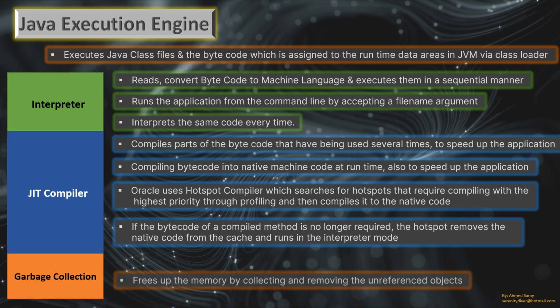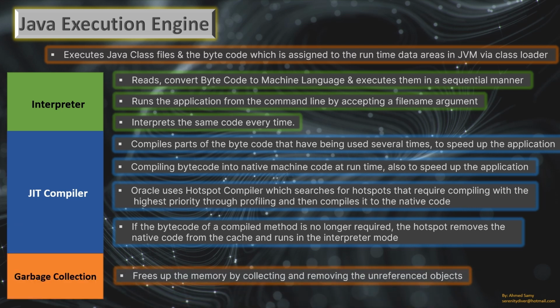The third component is the garbage collector. The garbage collector frees up memory by collecting and removing unreferenced objects. For the garbage collector, the JIT compilers, and the interpreter, in the future we will have separate episodes to explain how they work in detail. We will stop for the moment and continue later to reveal the secrets of the rest of our execution engine in Java.